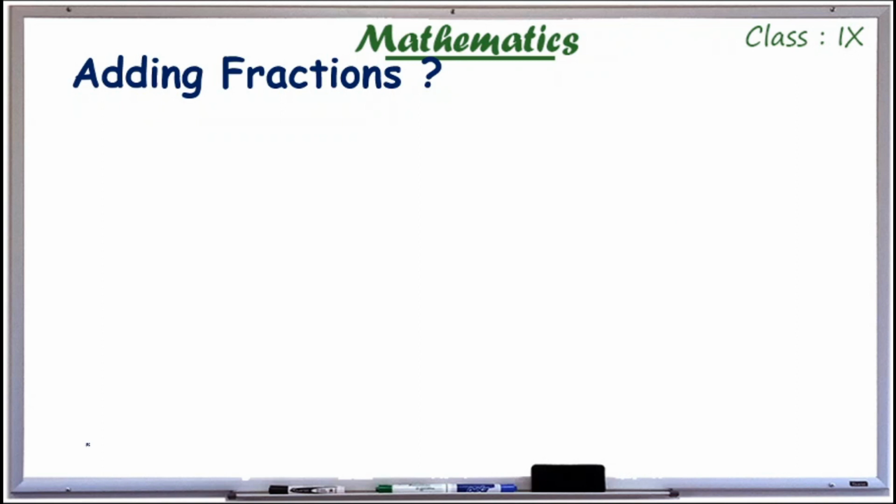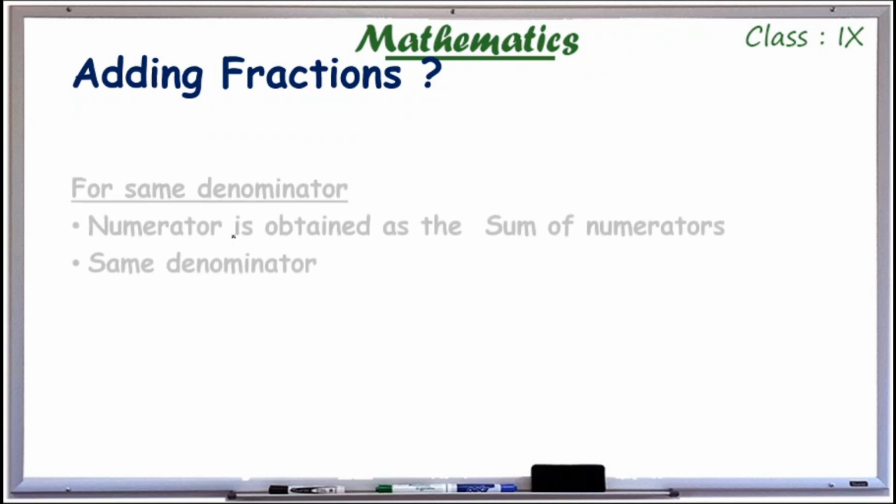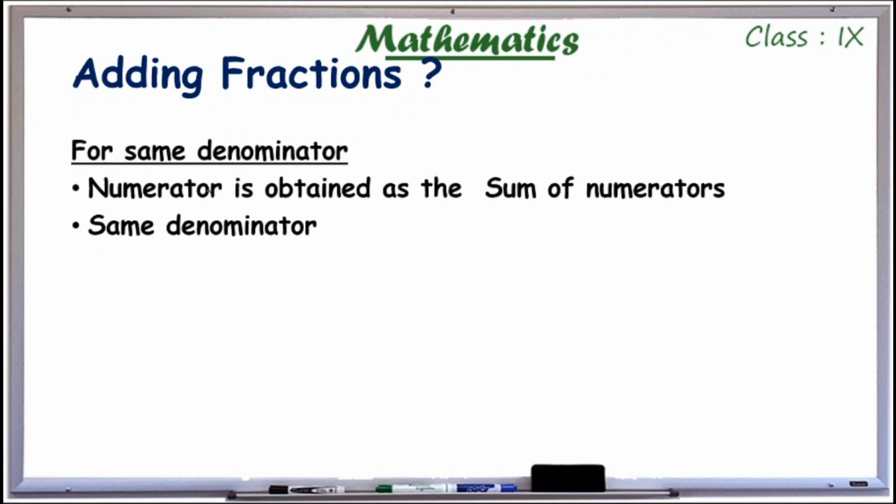And before that we have one basics also, how to add fractions. So we just saw how to multiply fractions. 1 by 2 into 3 by 2. Simply multiply numerator and multiply denominator. But many of the students commit mistakes while adding. So first condition, same denominator.